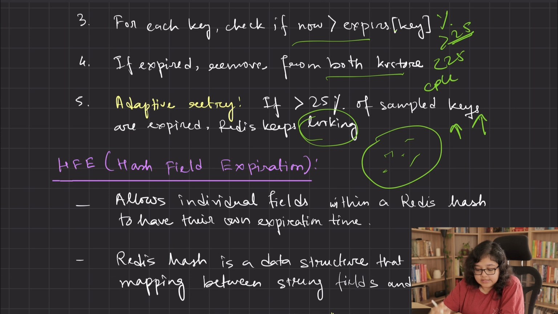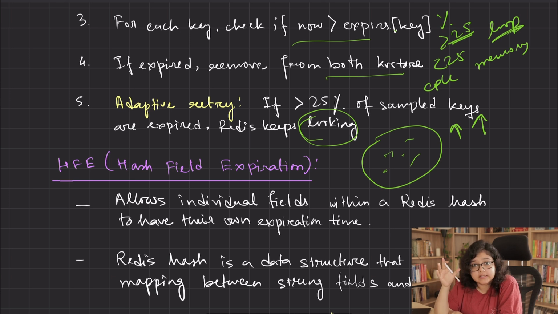So if the percentage is high, in that case, Redis will keep on looping to improve memory efficiency. And if the percentage is low, then it will stop so that it does not waste CPU cycles without freeing much memory. Redis calls this approach adaptive retry, and it is a key design choice that Redis is using to keep balance between memory cleanliness and CPU efficiency.